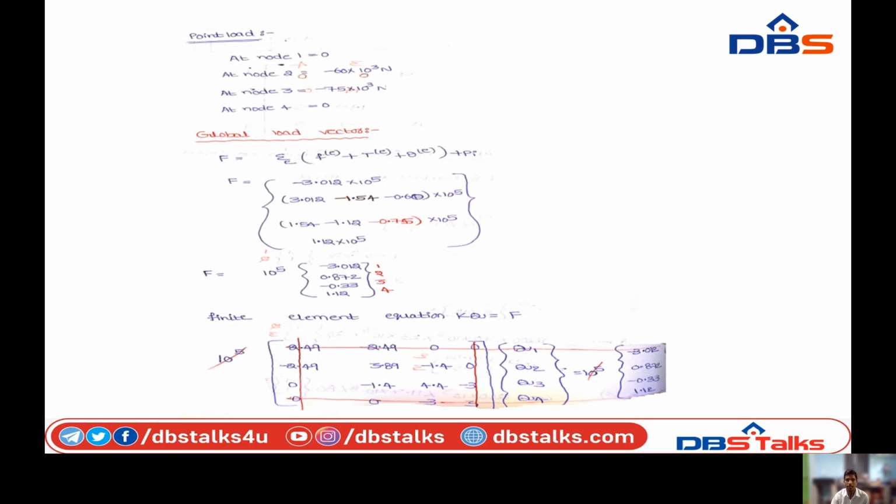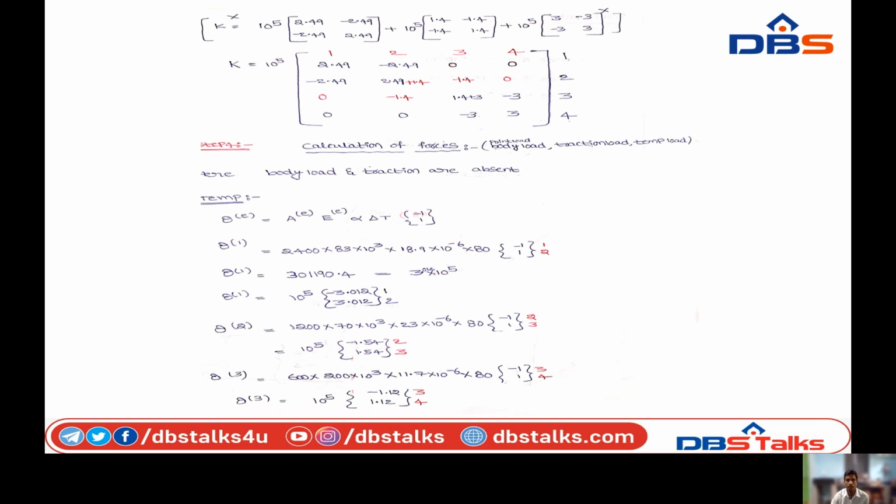We are given three elements. I am discretizing the three elements by four nodes. At node 1, 0, at node 4, 0, because those two ends are fixed. For fixed nodes, I am taking 0. At node 2 and at node 3, here I am showing where the point loads are located.